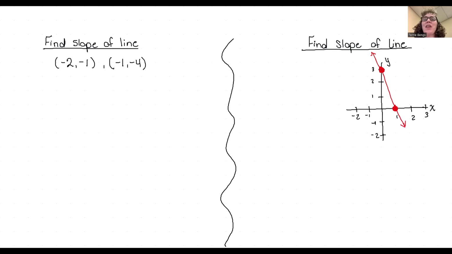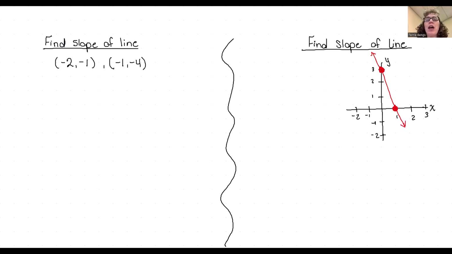Hi, this is Terry, and in this video, we're going to talk about finding the slope of a line and then also graphing the slope of a line. So let's look at this first problem here. We have a point, (-2, -1), and we also have a point, (-1, -4). We want to find the slope of this line.